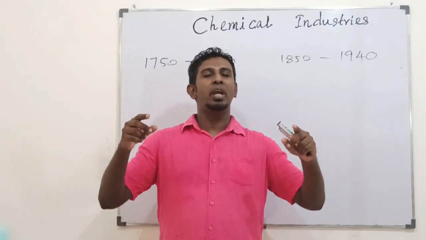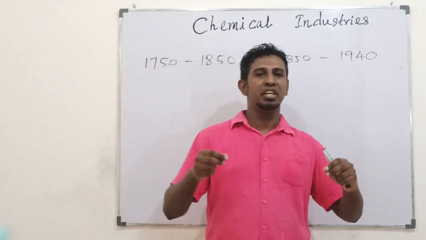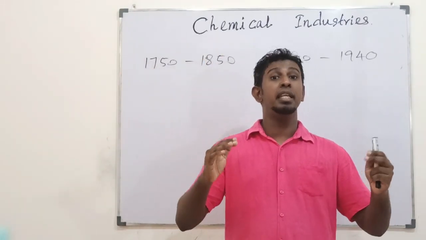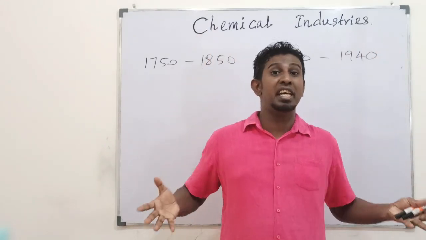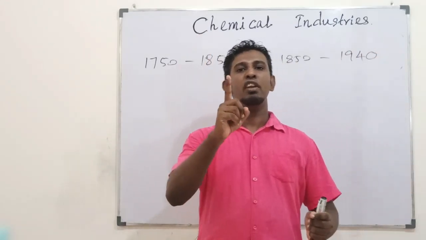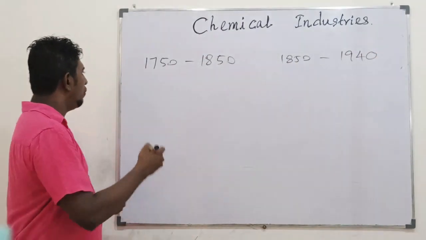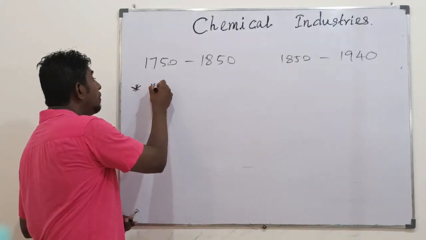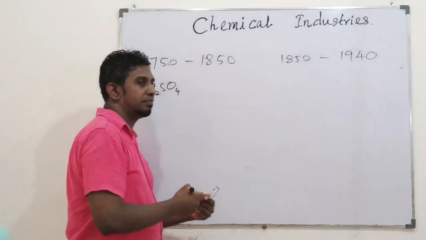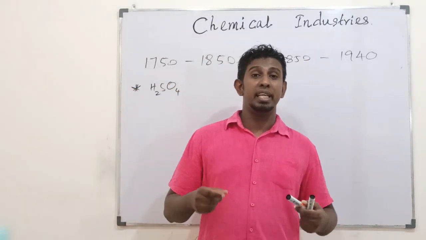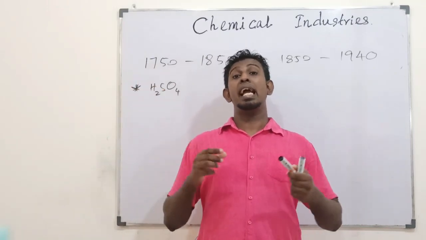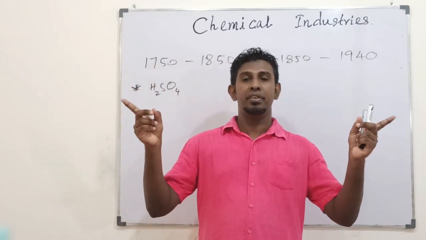Okay, let's take a look at the beginning of the Industrial Revolution. One of the first chemicals to be produced in large quantities through industrial processes was sulfuric acid. When we check the history of the manufacturing of sulfuric acid, it was Joshua Ward in 1736 who first manufactured sulfuric acid in large quantities.